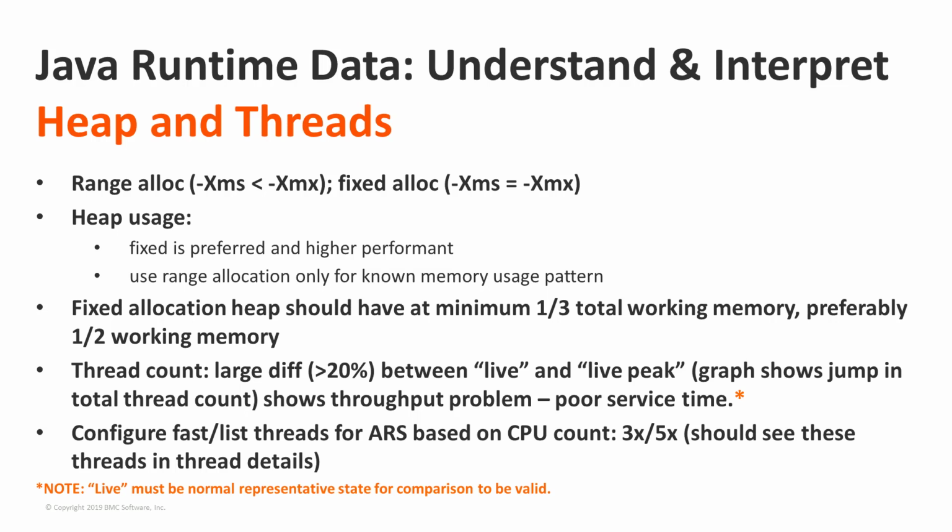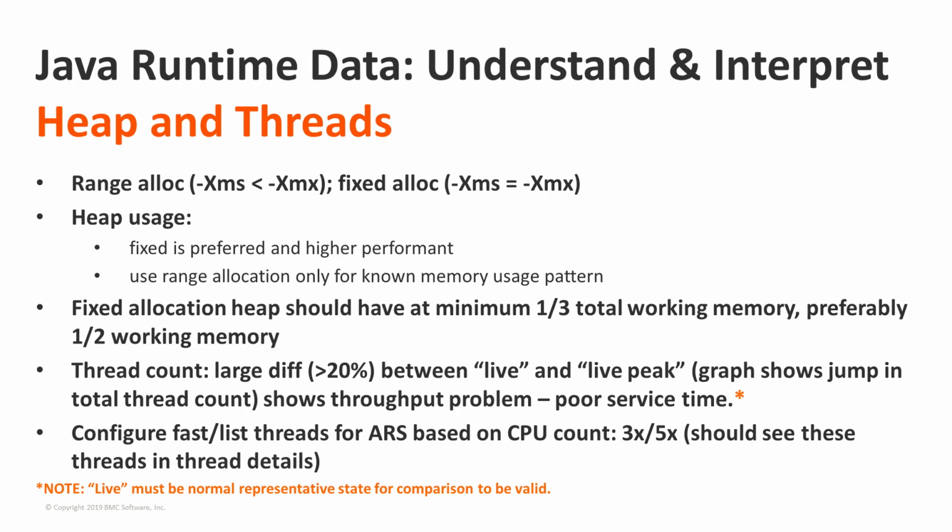So now, a range allocation means the heap will go up and down. I can't really talk too much about the percentage of that, but for fixed allocation, look at the third bullet point now. With fixed allocation, the heap should have at minimum 1/3 of the total memory available as working memory, preferably half of it.